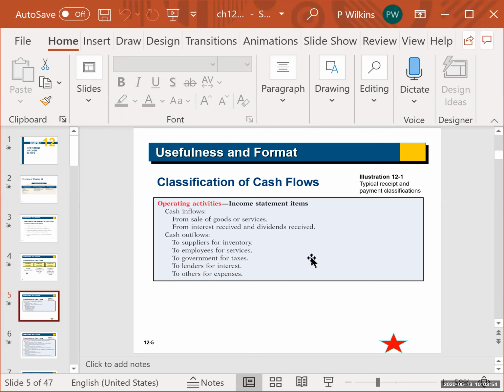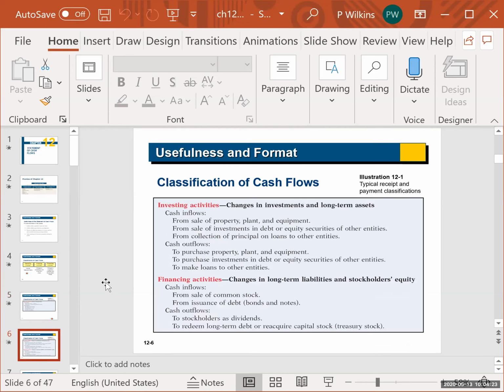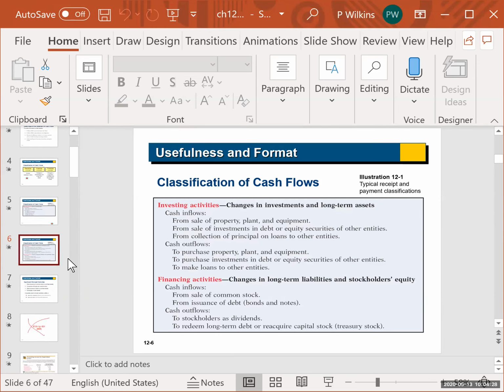All right, so when we look at the operating activities section, we're looking at things that have to do with the sale of goods and services, interest received and dividends received, and outflows such as money paid to suppliers, money paid to employees, money paid for taxes, money paid out in interest, and other expenses within the organization. Again, we're not going to look at the investing and financing. You could look at those through the Wiley videos.